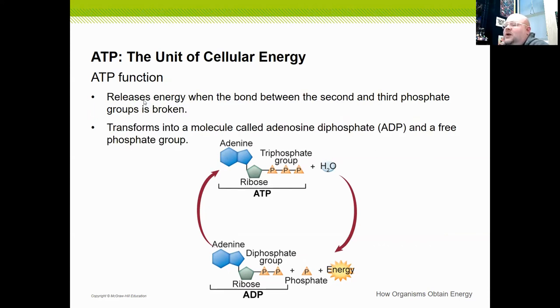Now, what it does is it releases energy when the bond between the second and third phosphate groups is broken, and it transforms into a molecule called adenosine diphosphate, ADP. So it has an adenine, ribose, and 2 phosphates. 1 phosphate's released, and when that's released, energy is created. So that's how our cells get energy. That phosphate group is knocked off, and it creates a spark of energy that is consumable by our cells. That's a very condensed version of what happens, but we'll break that down here soon.